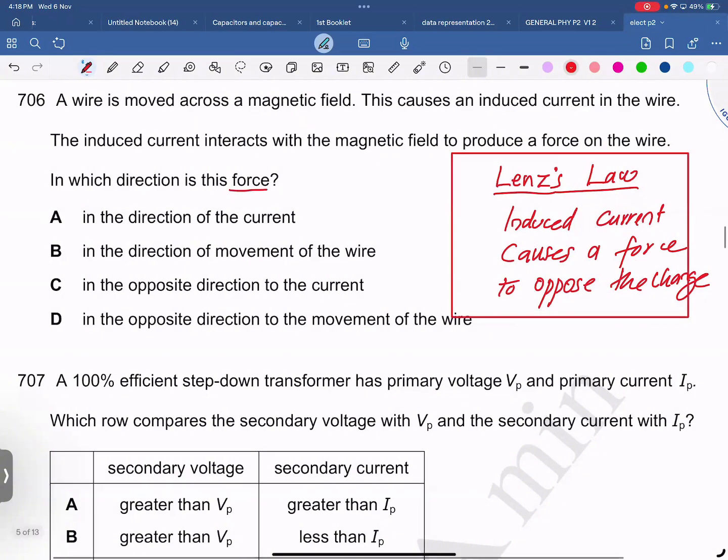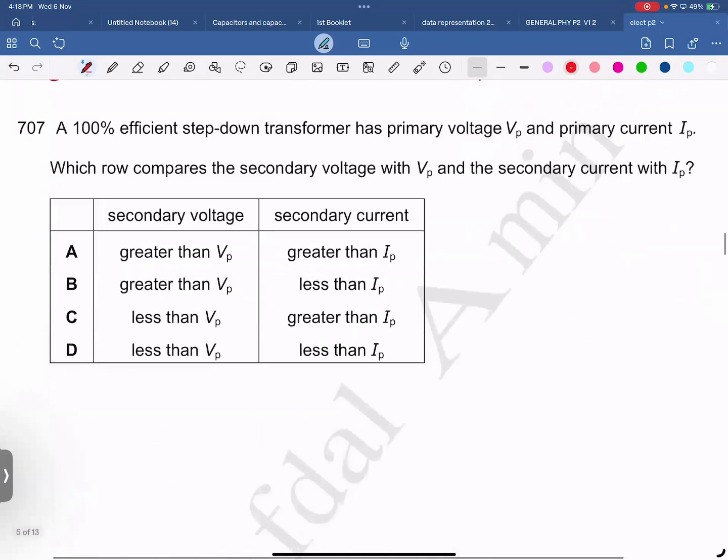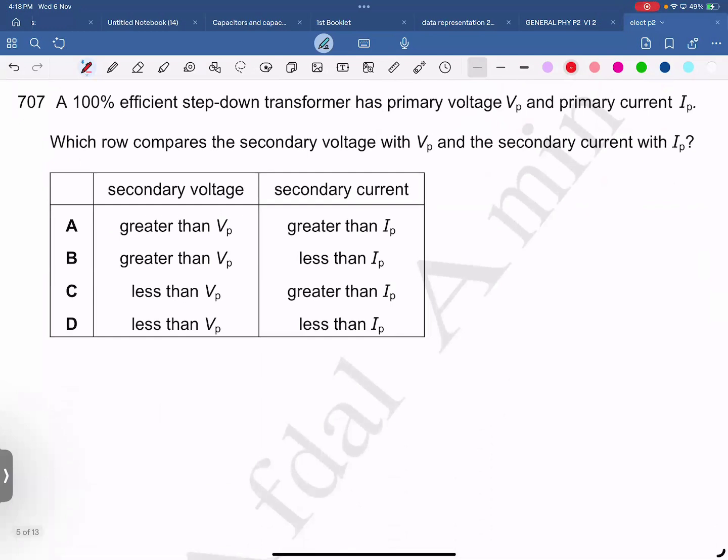In which direction does the force act? In the direction of current? No. Direction of movement of wire? No. Opposite to the current? No. Opposite to the movement of wire? Yes. Lenz's law says whenever there is an induced current, it will cause a force. This force will oppose the motion. So option is D.